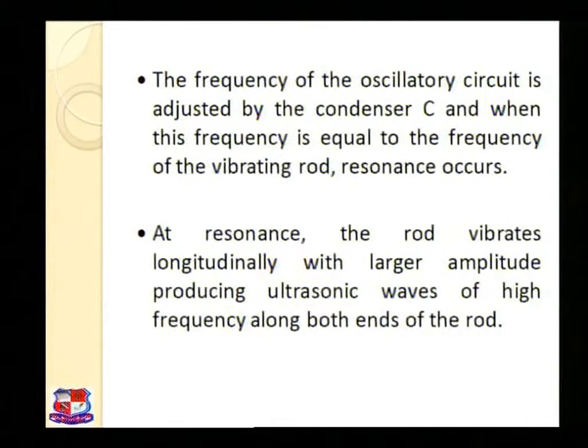Now, the frequency of the oscillatory circuit is adjusted by the condenser C, and when this frequency is equal to the frequency of the vibrating rod, resonance is created. At resonance the rod vibrates longitudinally with larger amplitude, producing ultrasonic waves of high frequency along both ends of the rod.